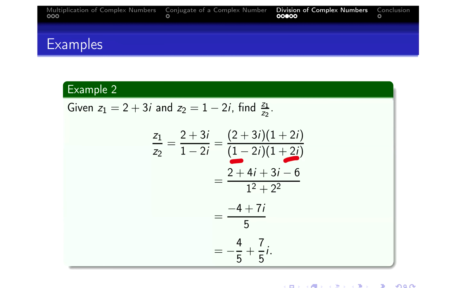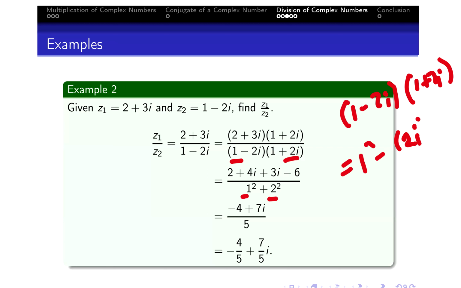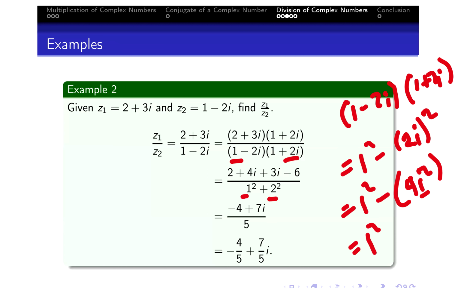So it's like difference of 2 squares again. So 1 minus 2i into 1 plus 2i. It's coming from 1 squared minus 2i squared. That's 1 squared minus 4i squared, and i squared is minus 1. So you have 1 squared minus 4, which is 1 plus 4, and that is 5. That's why, in summary, it's simply 1 squared plus 2 squared, as we have here. So this is 5 at the end of the day.